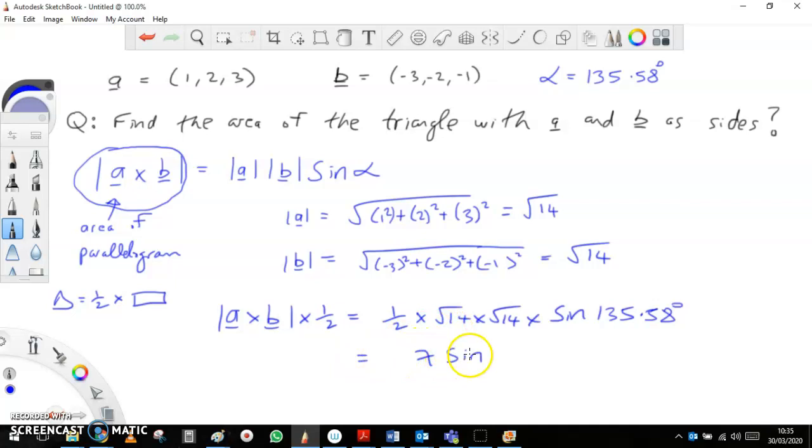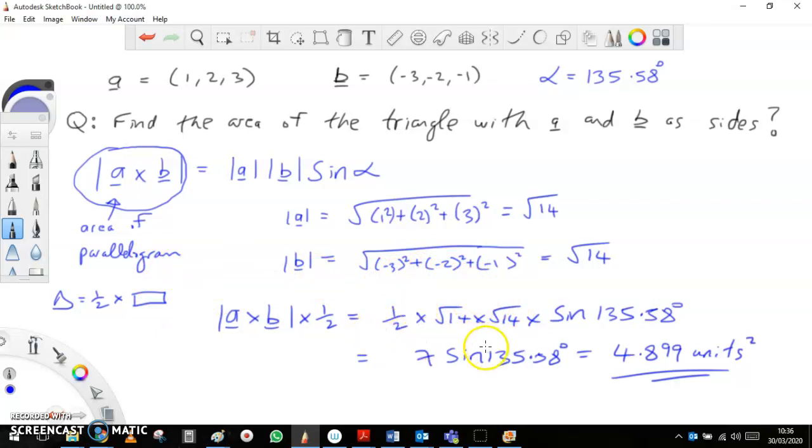So you're going to have 7 times sine 135.58 degrees. Bang that into the calculator, and you should come out with 4.899 units squared. I think that's about it there. So the key thing there is the area of a triangle has to do with the parallelogram.